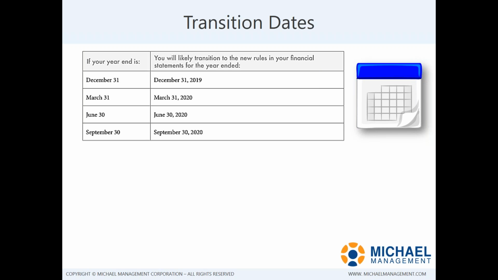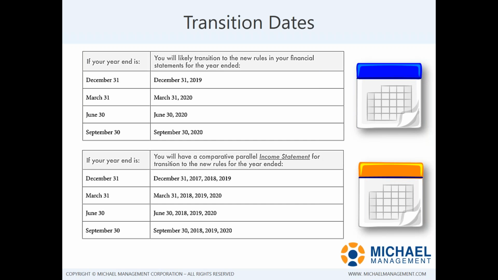So that sounds like a long way away. That's 3 years. But depending on your full retrospective or modified, you may find you need to start analyzing these variances at the beginning of next year or the beginning of 2018. So if your year end is December 31st, for example, you'll have a comparison, in other words, a parallel income statement for 2017, 18, and 19, looking back, so you can help investors understand what's changed.